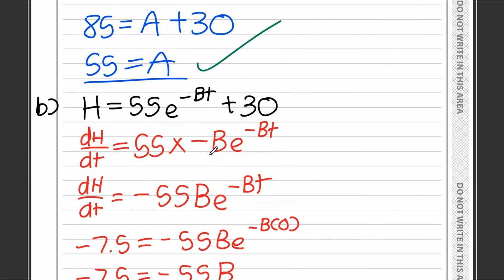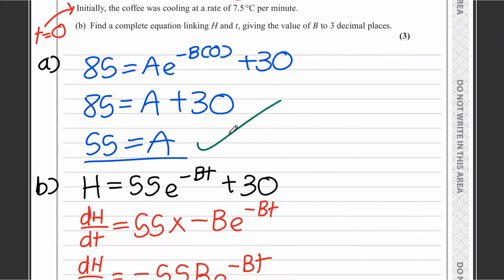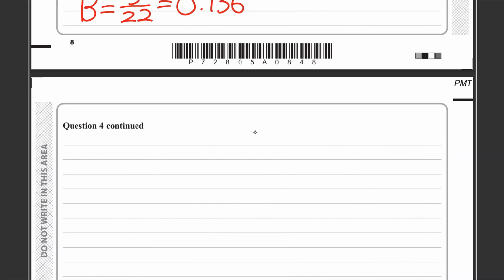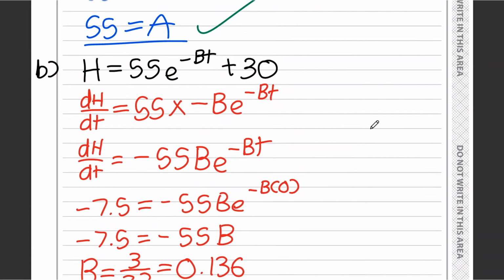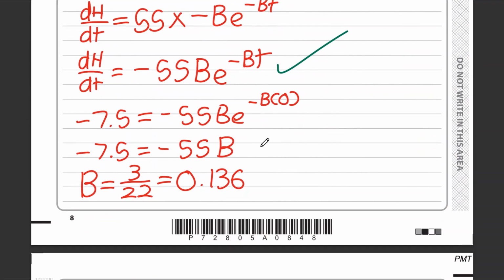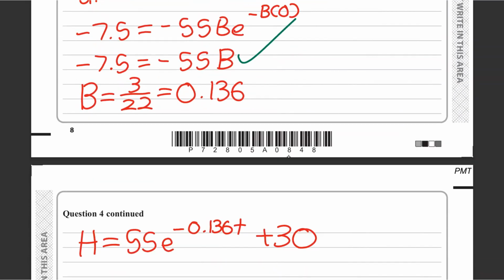0.136. So therefore the complete equation, if we sub in the value of a and b, is h is equal to a, which is 55, and then e to the power of minus 0.136t, and then plus 30. So in order to get the marks here, you get 1 mark for differentiating dh over dt into this format here. You get another mark for subbing in the 0 and the minus 7.5 and rearranging it like this here, and then you get another mark for getting the complete equation.